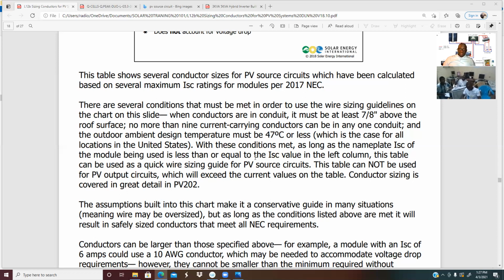They said, blah, blah, blah. It must be at least 78 above the roof surface. No more than 9 current carrying conductors can be in any one conduit. And the outdoor ambient design temperature. When you're designing your system, you're going to know the outdoor temperature. What would be our outdoor temperature for Liberia?